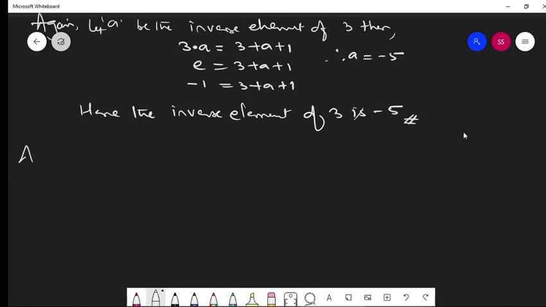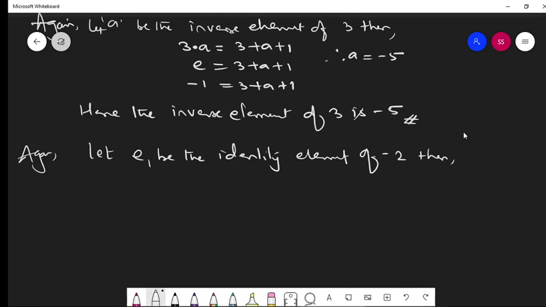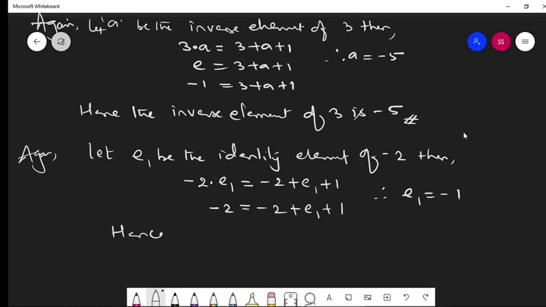Again we have to move to the second part, about minus 2. Let E1 be the identity element of minus 2. Then minus 2 dot E1 equals minus 2 plus E1 plus 1, from the m plus n plus 1 structure. And minus 2 dot E1 is minus 2 itself, so minus 2 cancels, therefore E1 equals minus 1. Hence the identity element of minus 2 is minus 1. We obtain the same result as for 3.